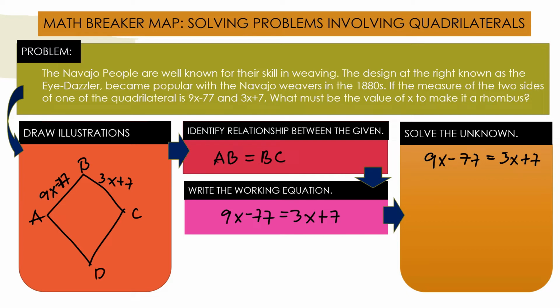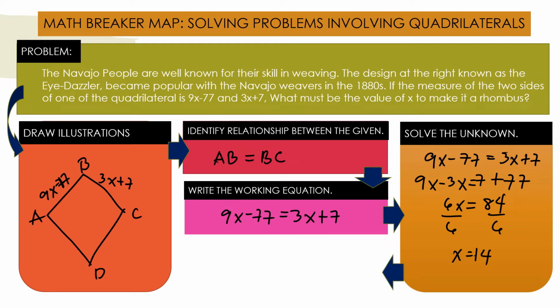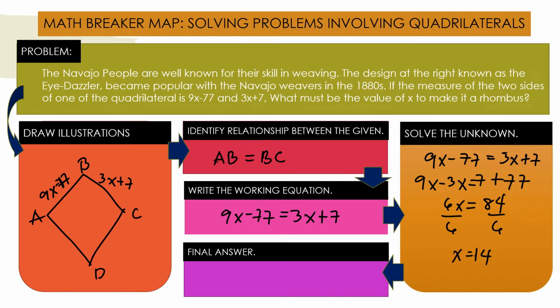Solving for x, we will combine similar terms and use the addition property of equality. So you will have 9x minus 3x is equal to 7 plus 77. Now this will become 6x is equal to 84, and we will need to divide both sides by 6. The answer is x is equal to 14. Therefore, the value of x that will make the given quantities a rhombus is x is equal to 14.